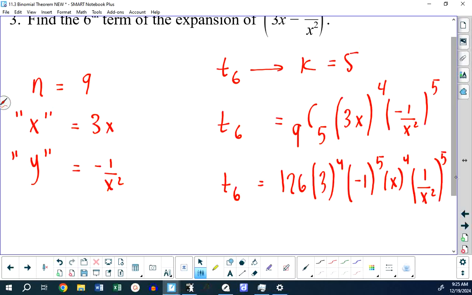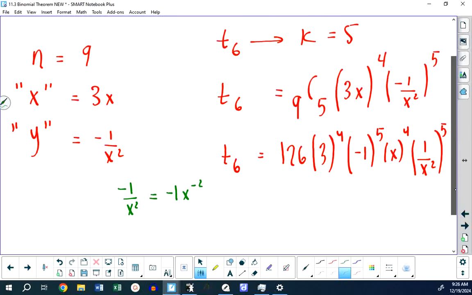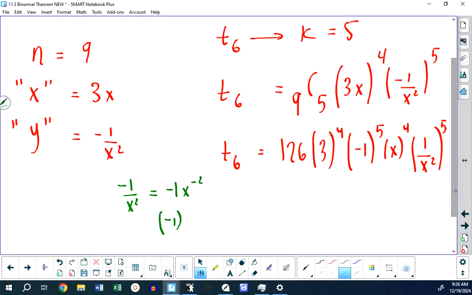I'm not a fan of using negative exponents at this stage of the game, but I could write this negative 1 over x squared as negative 1 times x to the negative 2. And that means I would have negative 1 to the 5 and x to the negative 2 to the 5. Okay, I could use negative exponents, and sometimes you might want to. So now I figure out what the coefficient is.